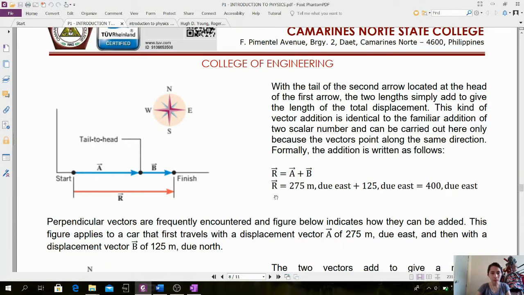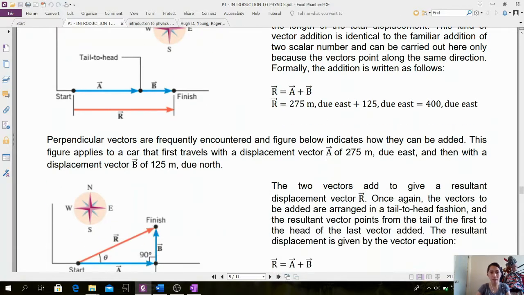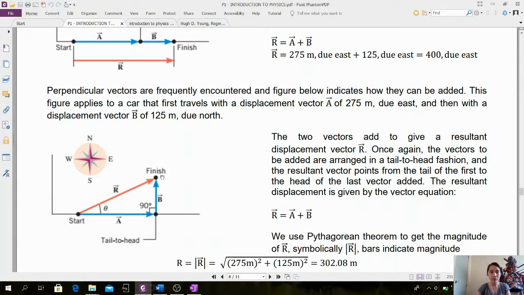So 275 meters due east plus 175 meters due east is equal to vector R, 400 meters due east. Let's proceed to the next case, if the vectors are perpendicular to each other.